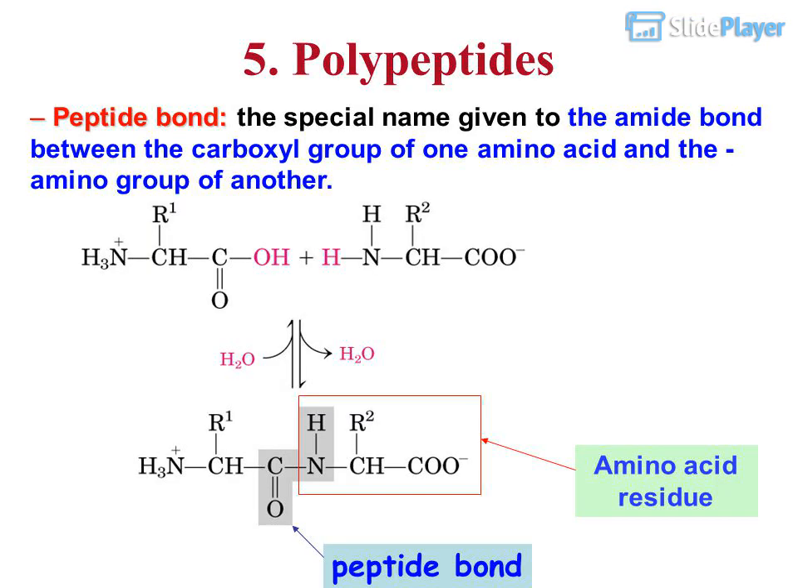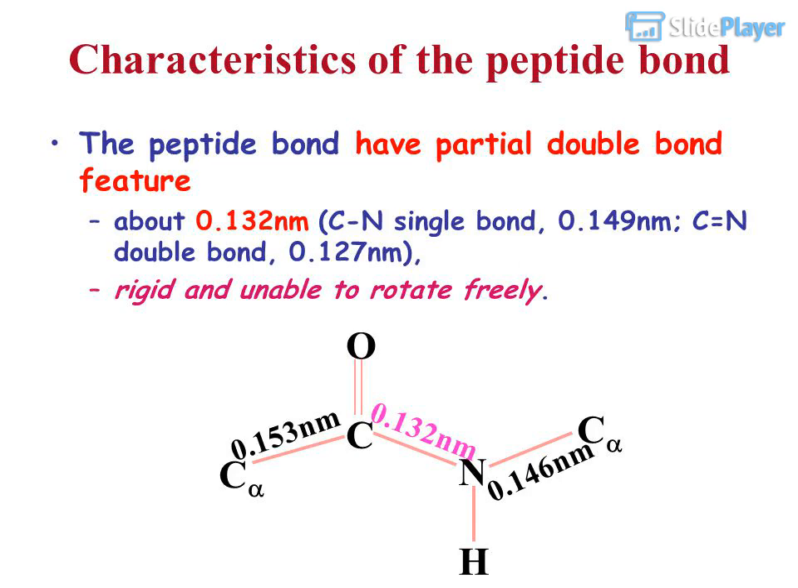5. Polypeptides and the peptide bond. Peptide bond is the special name given to the amide bond between the carboxyl group of one amino acid and the amino group of another. Amino acid residue. Characteristics of the peptide bond: the peptide bond has partial double bond character.